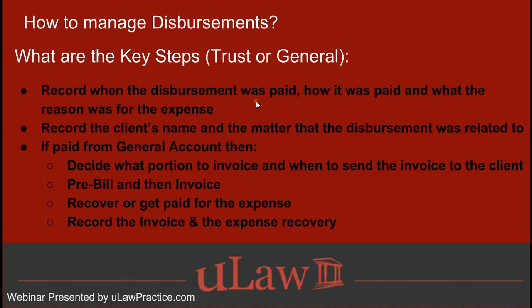But in terms of managing disbursements, whether you manage it from trust or from general, the big difference is that when you manage it from general, you have the additional step and responsibility of paying for it first out of your general account, generating an invoice, and that invoice is the formal way in which you record and showcase to your client that this is the expense that's been paid for, and request the payment, and then accept the client payment. You've got to wait for the client to pay you.